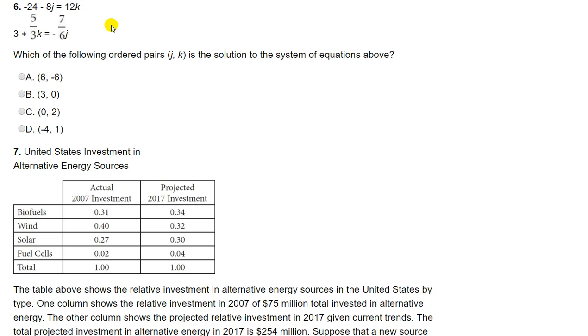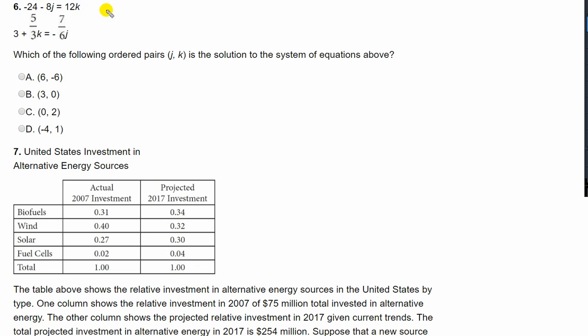Question 6. Basically there's two unknowns, j and k. So we are looking at solving two equations with two unknowns. So they are actually working on simultaneous equations. Before we solve this simultaneous equation, we have to arrange it in a proper format.